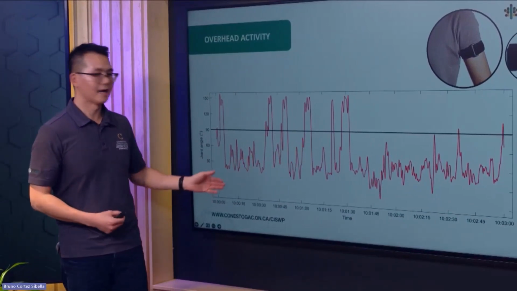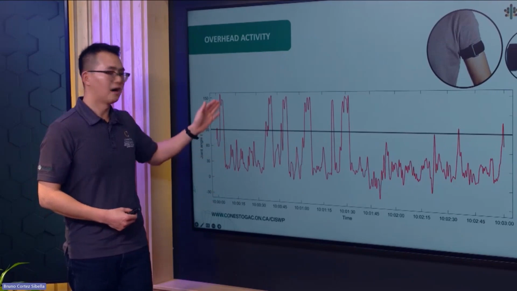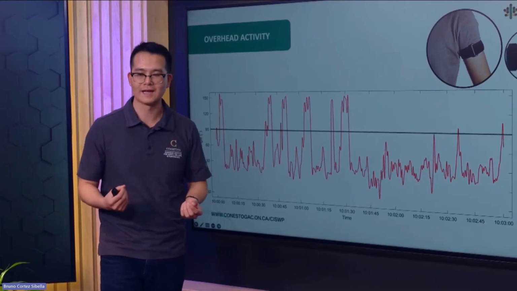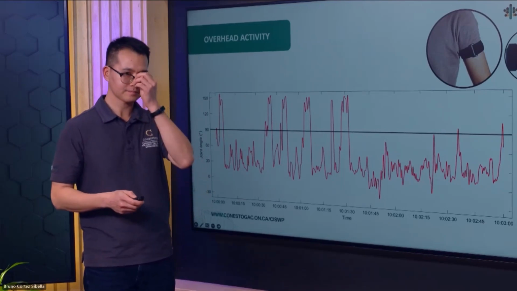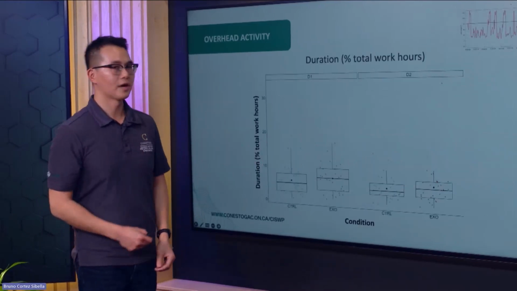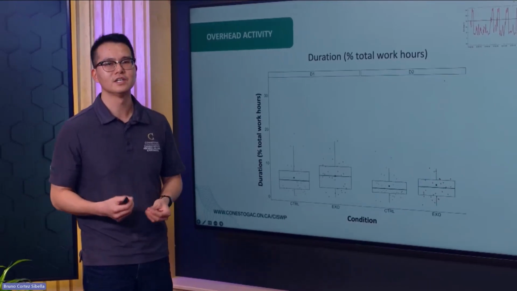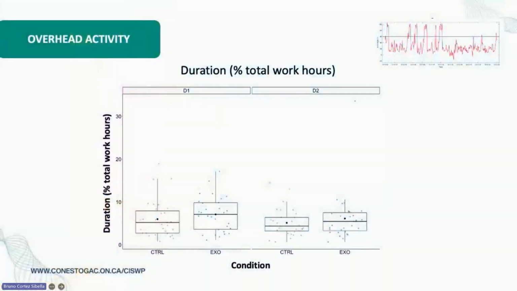So anytime the red line goes above and below 90 degrees, we counted that as an overhead action. From that, we were able to calculate the proportion of time the worker spent overhead during their workday. On the y-axis, you have percentage of total work hours, and on the x-axis, you have the exo and control conditions for day 1 and day 2.